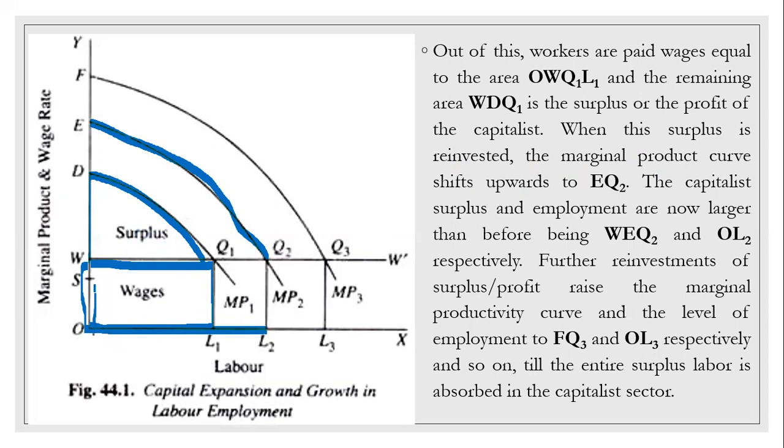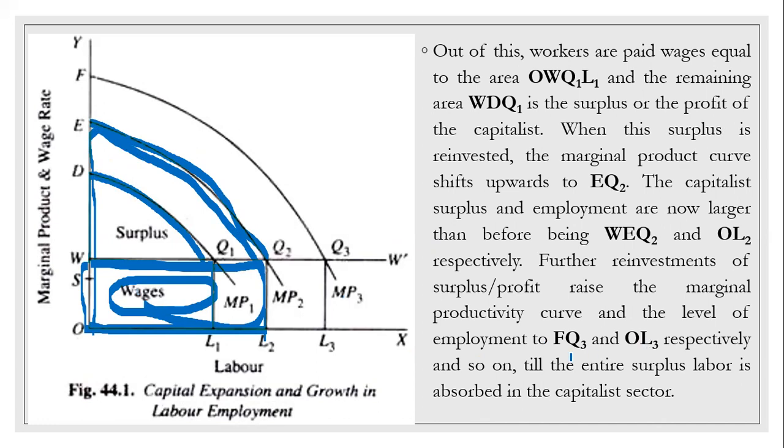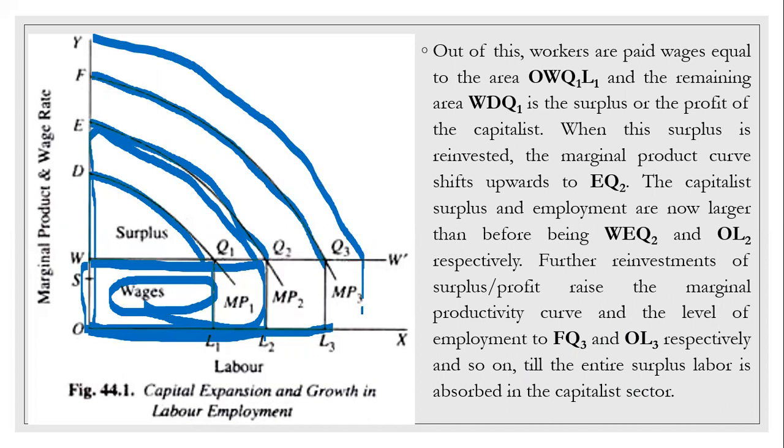Further, the total output created is this much area, and this much is the cost in the form of the wage. Then this much will be reinvested again. As a result, the marginal productivity curve will shift. It will become FQ3 and demand for labor increases. So this process will go on. Further reinvestments of surplus profit raise the marginal productivity curve and the level of employment to FQ3 and OL3 respectively, and so on, till the entire surplus labor is absorbed in the capitalist sector. There will be more output, and this process will continue until all excess labor is absorbed in the capitalist sector.